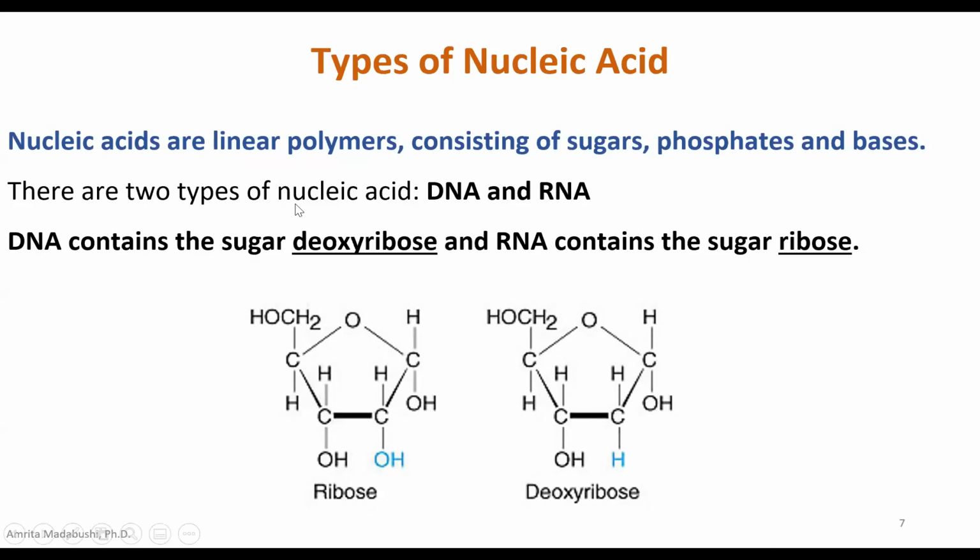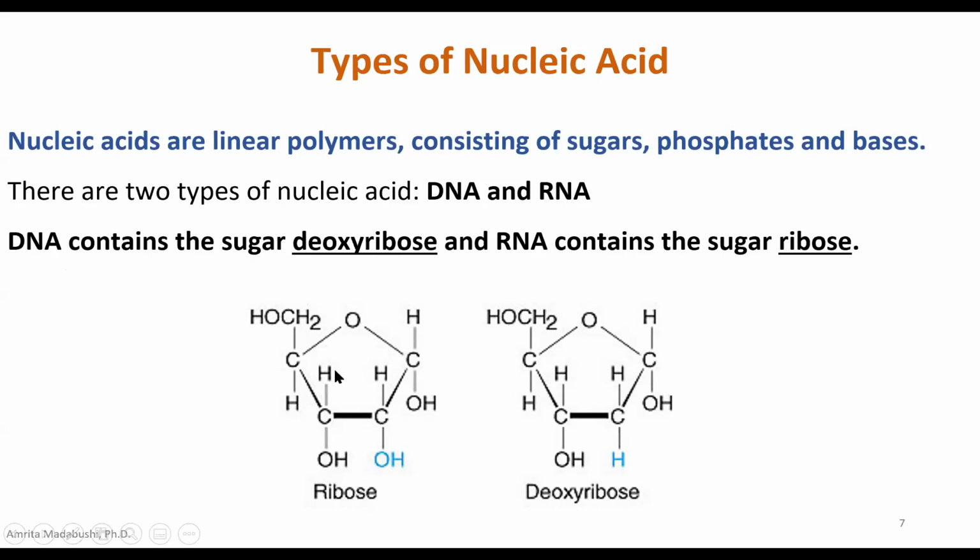So what are the two types of nucleic acids? One of them is DNA, and the other is RNA. We are going to look at the full forms, but before that, we can see that they differ by D and R. So what is D and what is R? DNA contains the sugar deoxyribose, and RNA contains the sugar ribose. So you can see the difference between them.